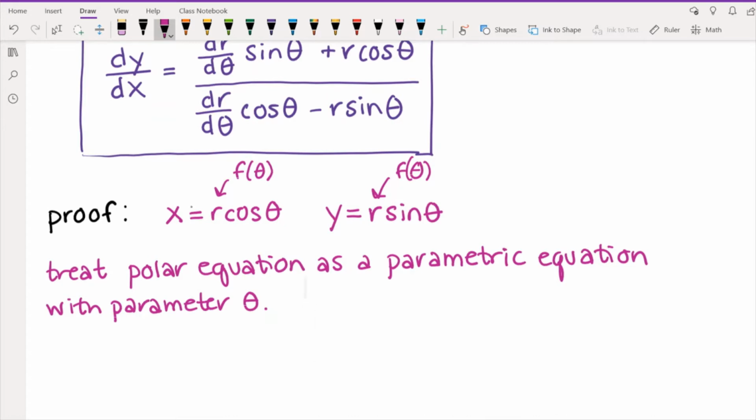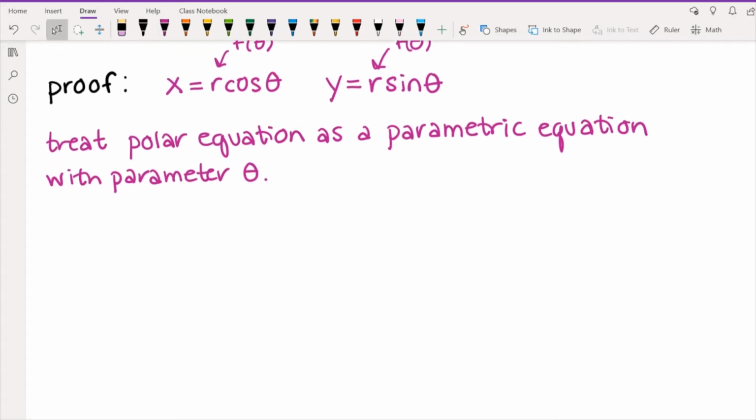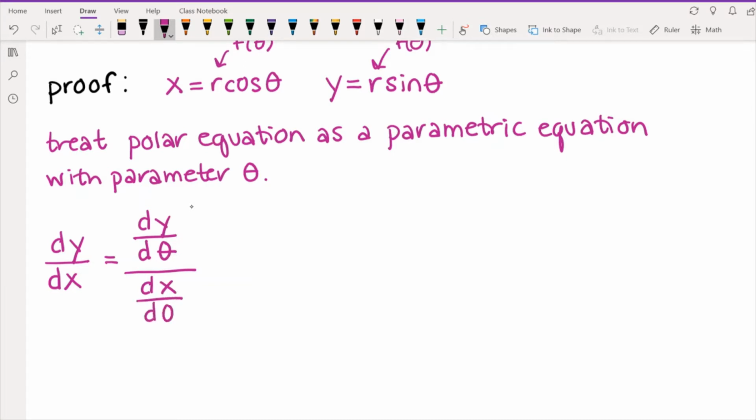Okay, so if we can express our equation in terms of parametric equations, that means we can use that same formula that we had in the video about parametric derivatives, right? So we can say dy/dx is equal to dy/dtheta over dx/dtheta, right? That's exactly what we had as our formula for parametric equations. It's just that now I'm using theta as the parameter instead of t. Okay, so let's go and try to figure out what dy/dtheta and dx/dtheta are.